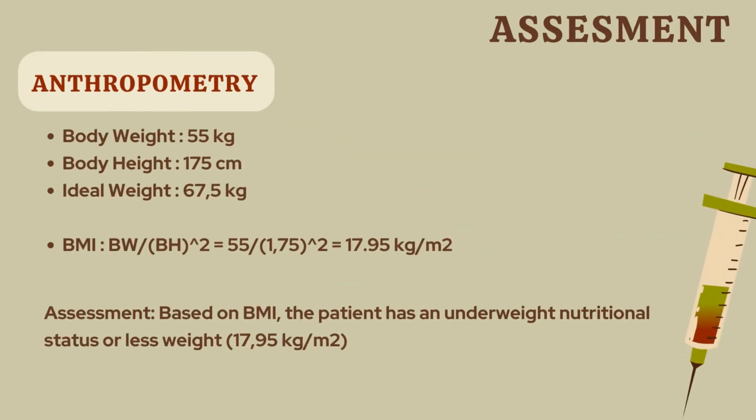Okay, next assessment: weight 55 kilograms, height 175 centimeter, and ideal body weight 67.5 kilograms, and the result of BMI is 17.95 kilogram per square meter. Based on BMI, the patient has an underweight nutrition.